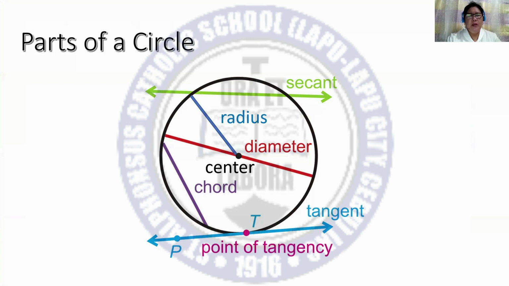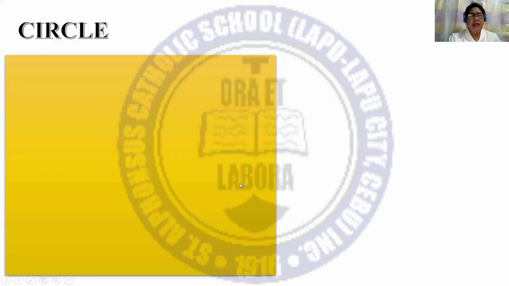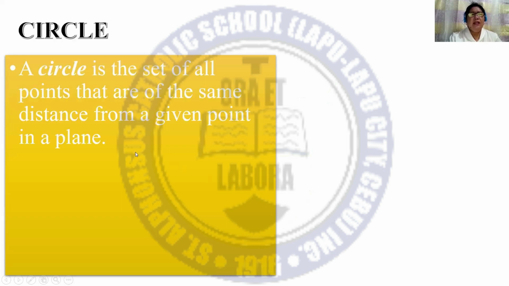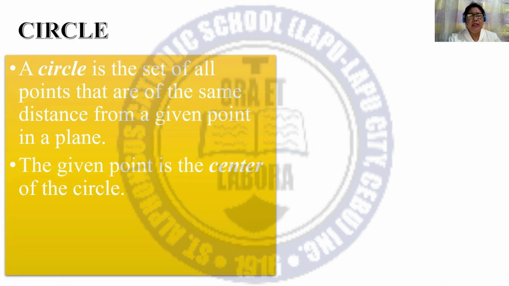These are the primary parts of a circle, namely the center, the radius, diameter, chord, tangent, secant, and we also have the point of tangency. Now, what is a circle? A circle is the set of all points that are of the same distance from a given point in a plane. The given point is the center of the circle.